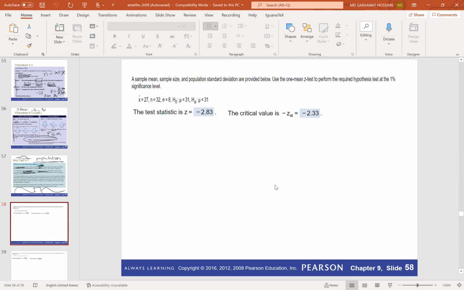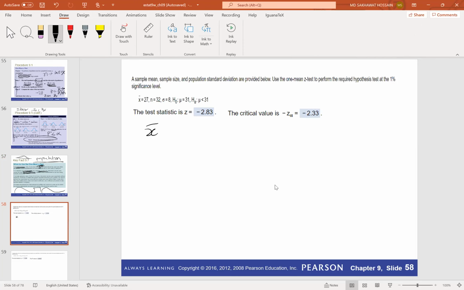So let's go over some examples. The first one is a sample mean, sample size, and population standard deviation provided below. The sample mean X bar is 27, the sample size n is 32, and the population standard deviation is 8. So this is actually one of the assumptions: sigma is known. That's when we know the value of sigma.